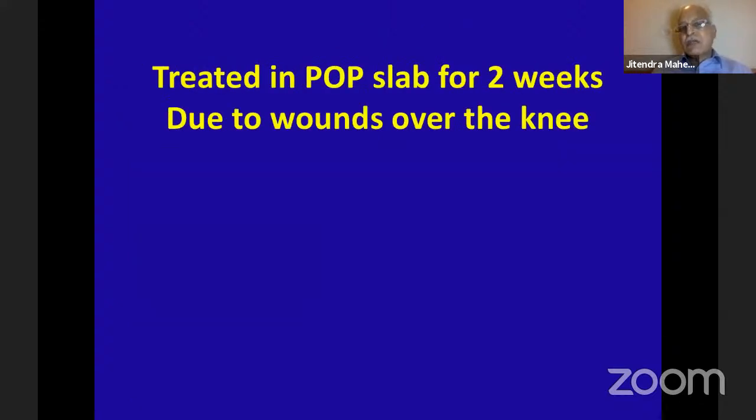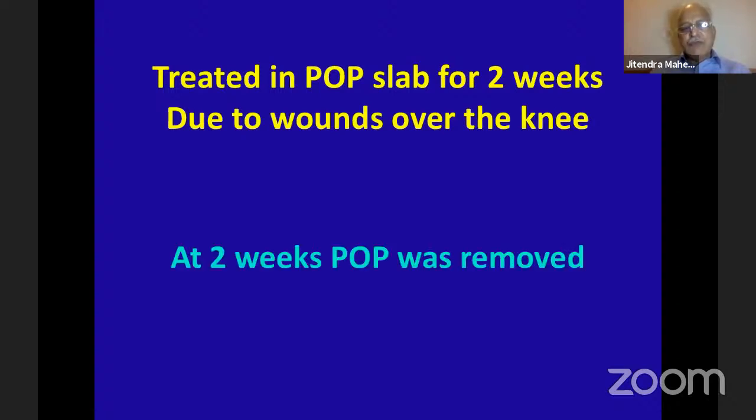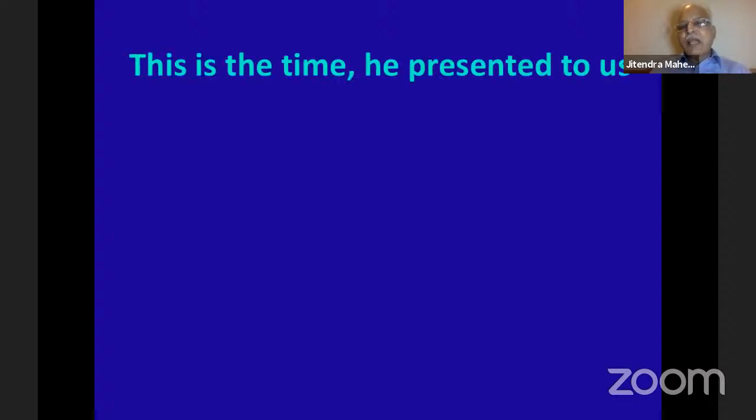Because there was a wound on the knee, he decided to just give a slab for 2 weeks. Obviously, there was a wound, so he didn't want to do anything surgically. And at 2 weeks, the plaster was removed. And this is the time he presented to me, 2 weeks later, after the primary treatment was done. Nothing active was done by that surgeon.